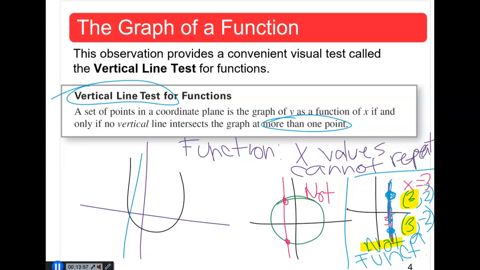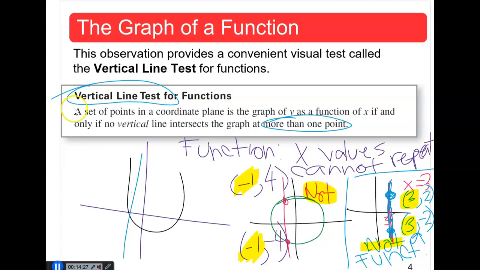In the case of the circle here, I'm just going to make up some numbers. So we could set (-1, 4). And then we could say (-1, -4). So in this case, again you could see that the x value is repeating and is related to two different y values. So that's why it's also not a function.